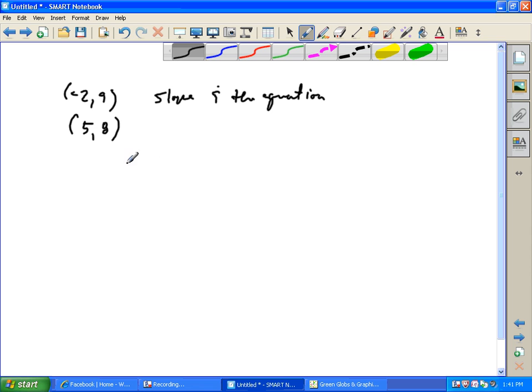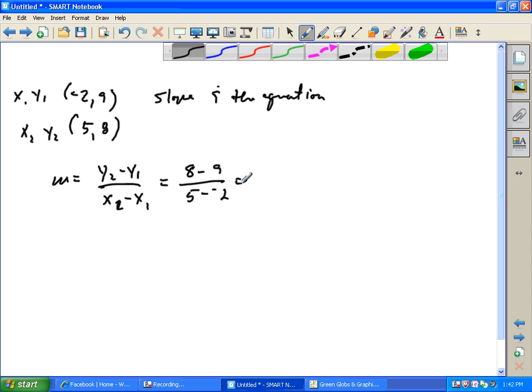So in order to do that, find the slope. I do slope is change in y over change in x. And you can use this formula where these will be your x1 and your y1, these will be your x2 and your y2. So you'd have 8 minus 9 over 5 minus -2, which is -1 over 7.